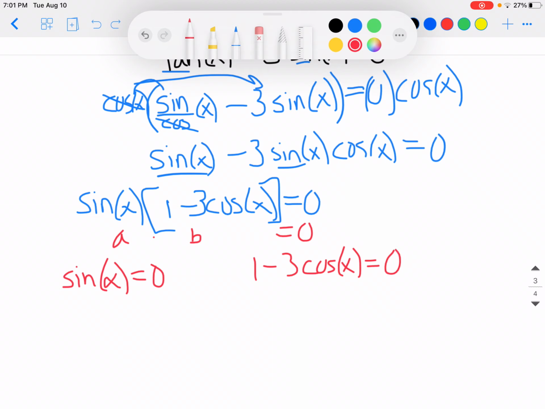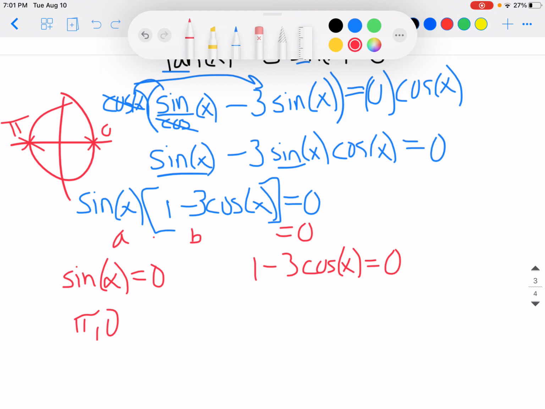Now what I'm going to do is solve, so I got to think about where sine is 0. Sine's my y value, so that's going to be there and there. So that's going to be at pi and at 0. So here's 0 and there's pi.